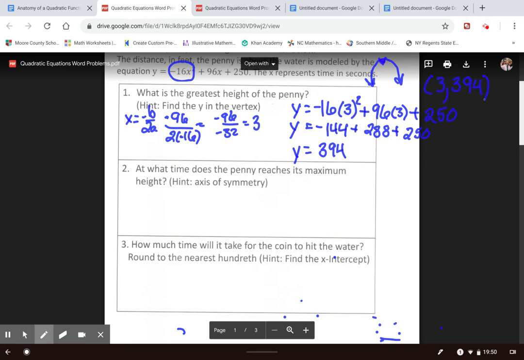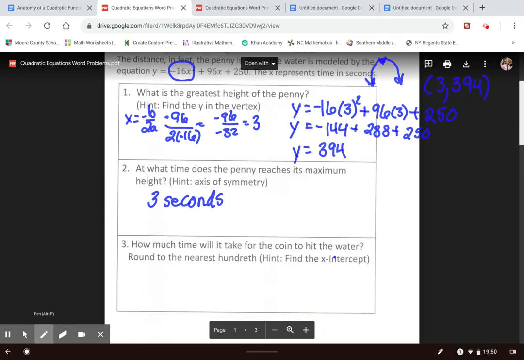Now the next question says, at what time does the penny reach its maximum height? I already found that out, because 3 is the x value of my ordered pair. That means at 3 seconds, because 3 is the x value of my vertex, which is my highest point. So at 3 seconds, I'm going to reach 394 feet.